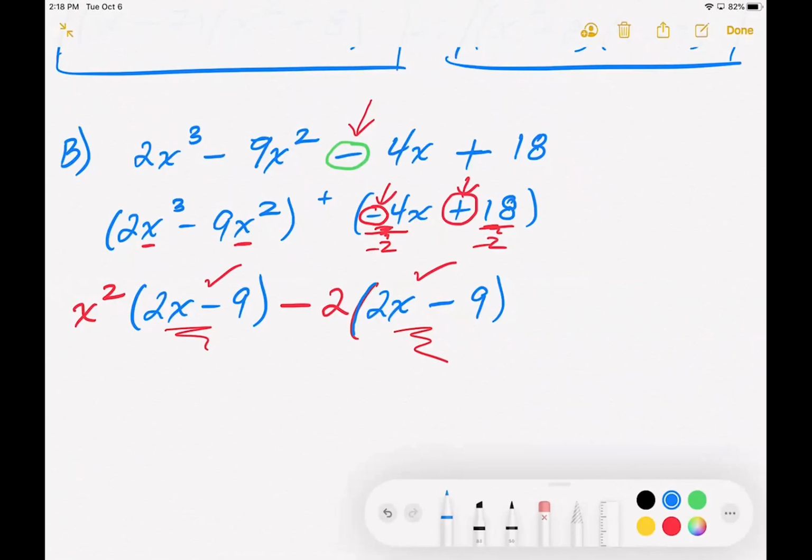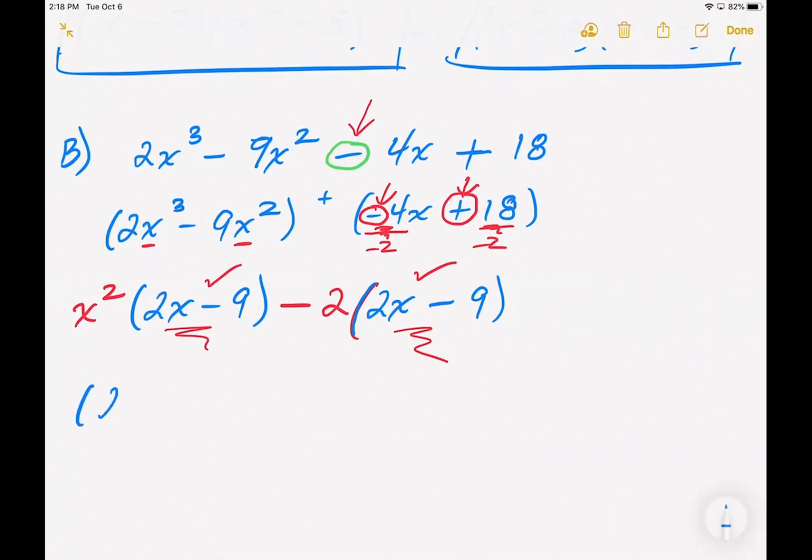And if my parenthesis is the same, I can bring it to the outside. In terms of this thing here, I have 2x minus 9. And what is the leftover? If I took this out, the leftover will be x squared minus 2x.